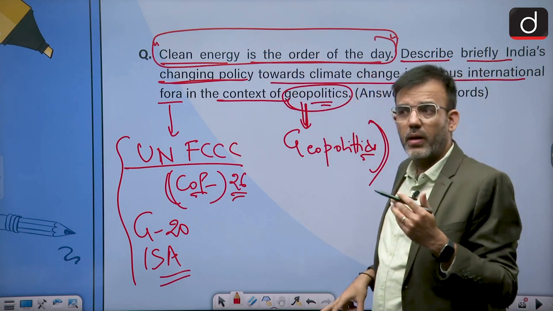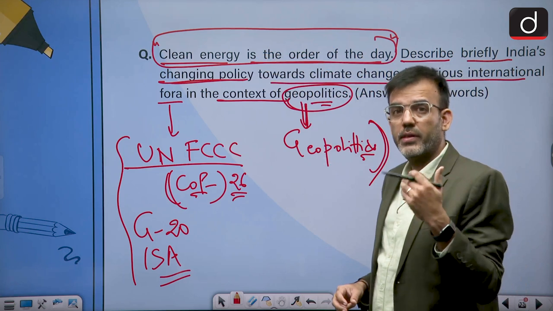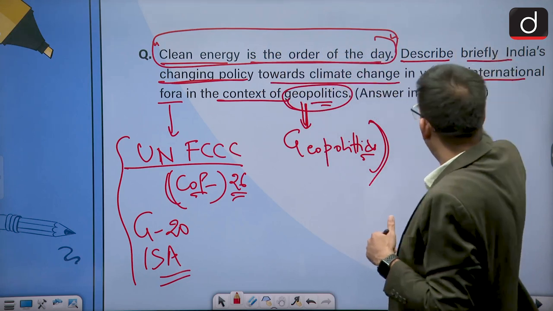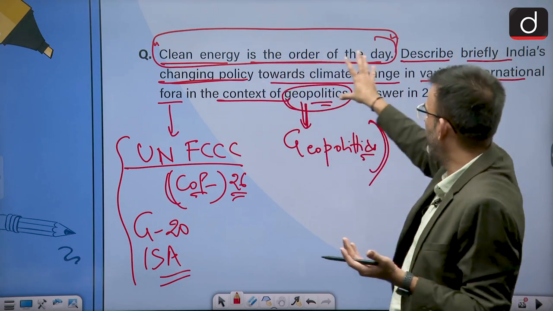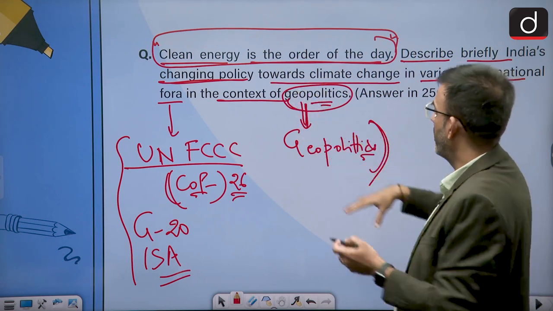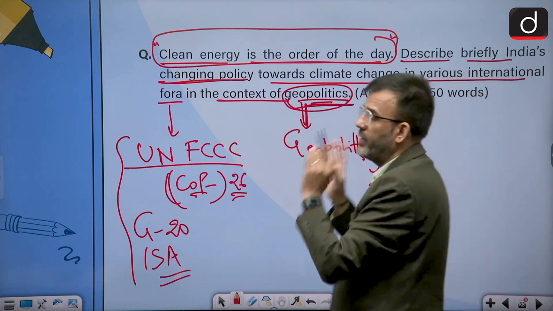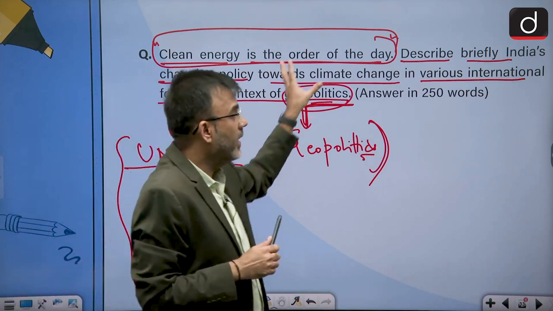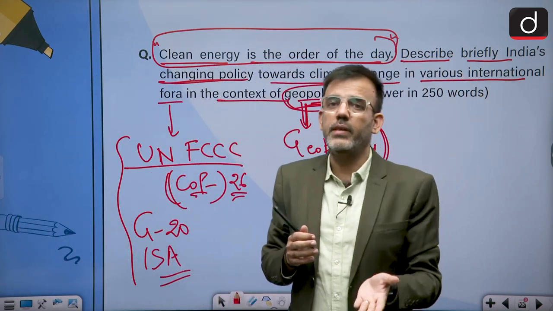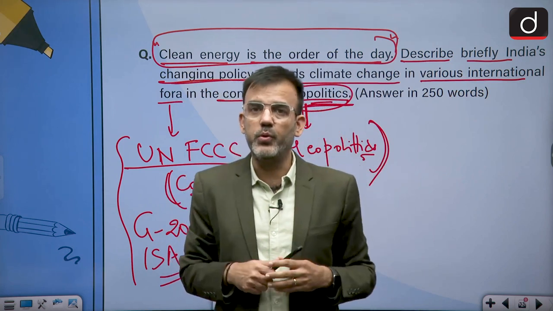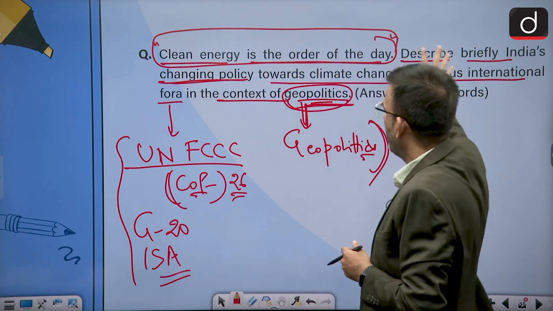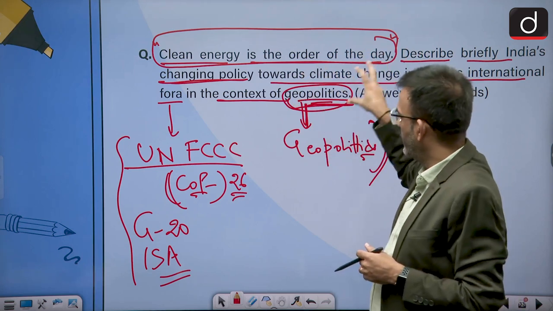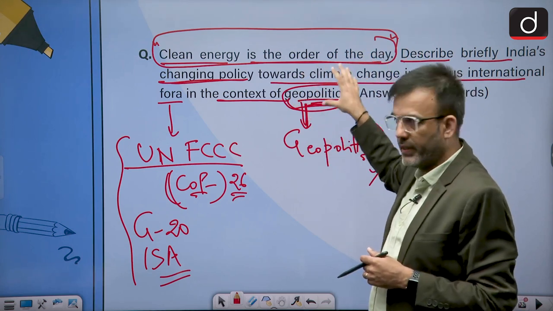We have to change ourselves, even if we are justified in our stand, but still change is needed. You have to mention the changes we are witnessing in India's climate change policy in various international forums. But we have to substantiate what geopolitical compulsions lead to this change in India's foreign policy towards climate change. So, this is the complete dimension of this question. What changes are we witnessing? And what geopolitical factors are causing these changes?